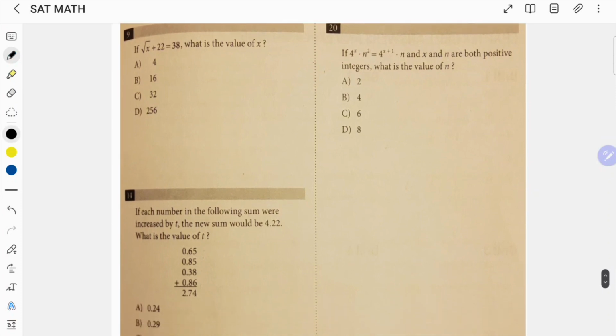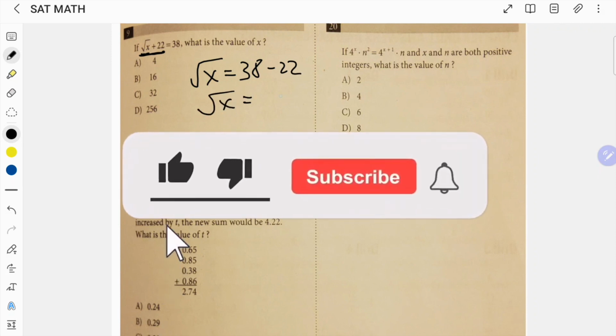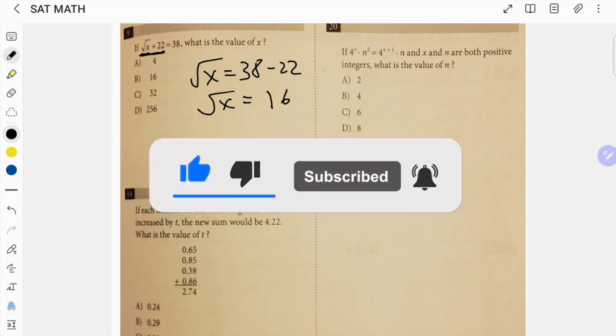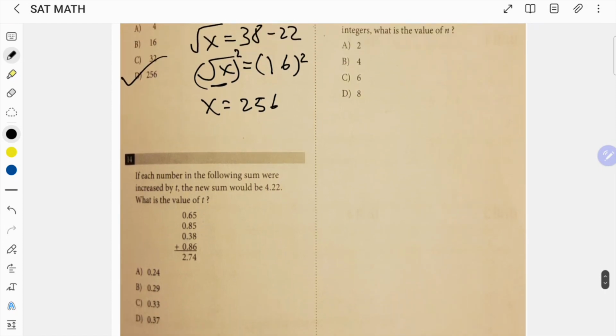Alright, moving on. If root x plus 22 equals 38, what is the value of x? Alright, instead of squaring this LHS, we can just take 22 to the other side, so it will become 38 minus 22. So root x becomes 16, so x equals 256, because you square on both sides. If you take the square here and square here, you'll get x equals 256. So the correct option is option D, 256.